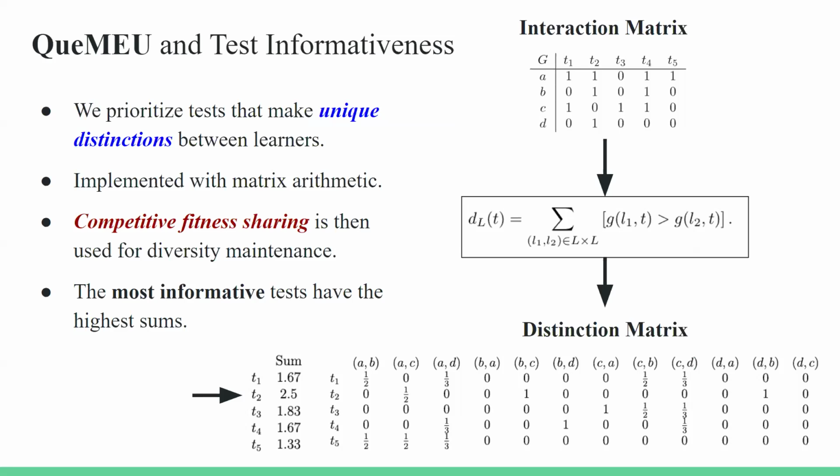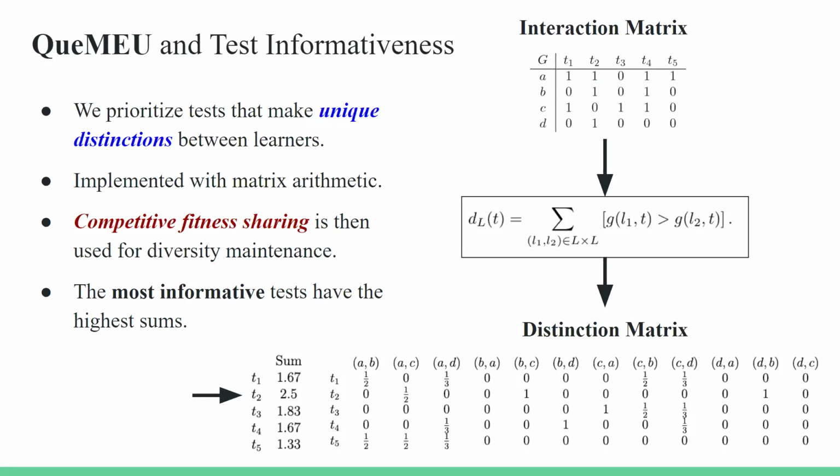So most informative, right? That's an ambiguous term. In this case, there's a theoretically grounded method in order to determine, relative to the structure of the problem, which members of those populations are most informative. And the method for doing that is to derive the distinction matrix from that original interaction matrix.